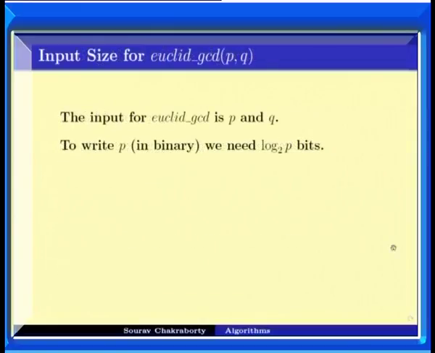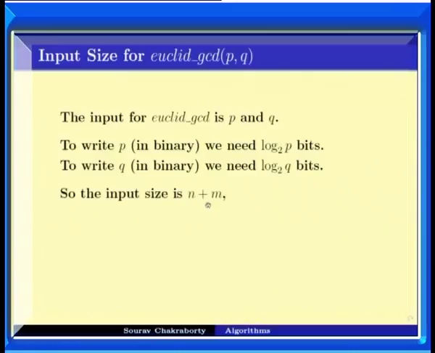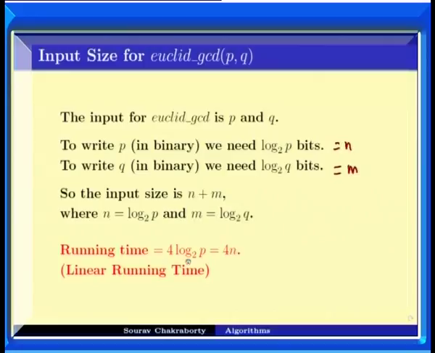The input size, recall, in binary is log p base 2, because this is the amount of bits I require to represent p, and similarly for q, log q base 2. So input size is n plus m, this is what is usually noted, where this one is called n and this one is called m, and the run time now is 4 times log p, which is 4 times n. Recall that in the earlier algorithm that we had, what was the run time? The run time was something of the order, say 4 p instead of 4 log p, which was exponential in n or log p base 2. So thus we have improved from an exponential run time to a linear running time.